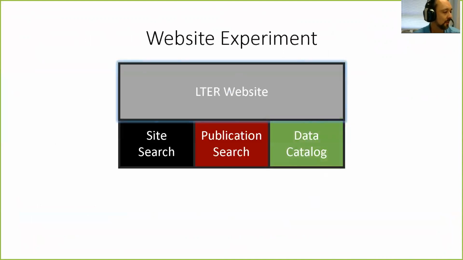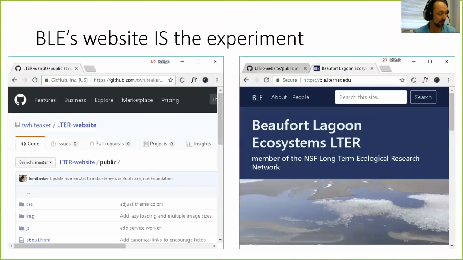So then I moved on to what I call the website experiment. Thus far I've talked about the 3 individual modules on the bottom of this. Well, how would all that look if you were to package it together into a website that has your homepage, about page, your people page, and all that? Well, for this experiment, BLE's website is the experiment.